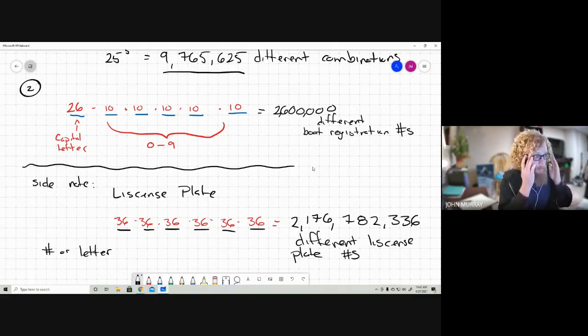All right. So even if we didn't categorize license plates by states, if we just gave every car in the United States a license plate using the alphabet and the 10 numbers, there would be 2,176,000,000 different license plates. Right. So the population of the United States is only 330 million. So there's probably enough license plates to go around.